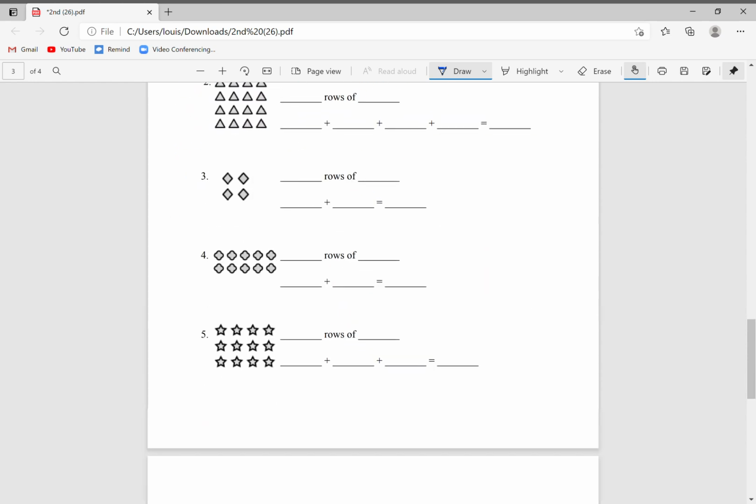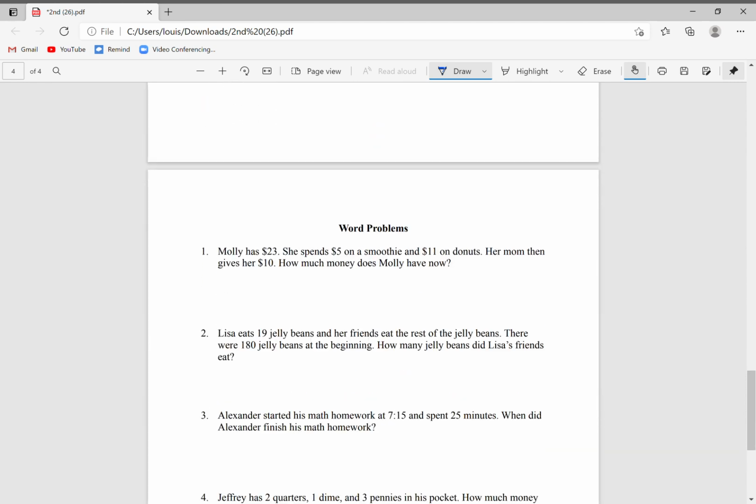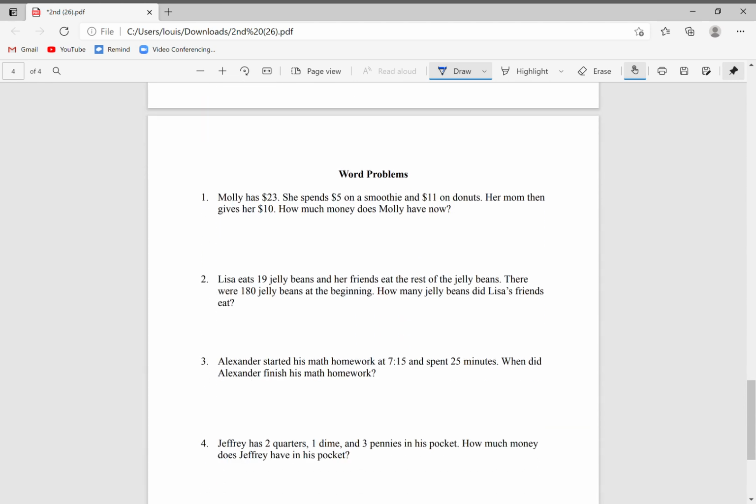Okay. Let's move on, finally, to word problems. Molly has $23. She spends $5 on a smoothie and $11 on donuts. Her mom then gives her $10. How much money does Molly have now?